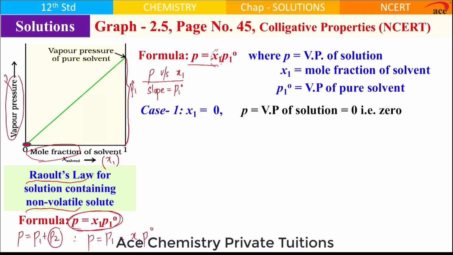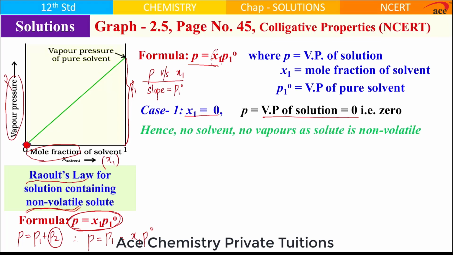It will be 0 only. That means when you say x1 is 0, you are saying there is no solvent. You all should be aware that only the solvent is responsible for vapors, because the solute is already non-volatile. But in this case even the solvent is absent. Therefore, the vapor pressure of the solution will come out to be 0. So this is the point that you will get, shown by a red dot. No solvent, no vapors, as the solute is already non-volatile.